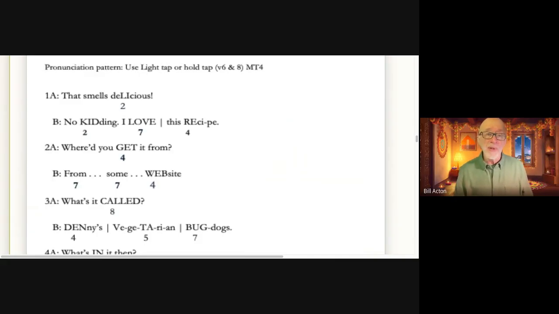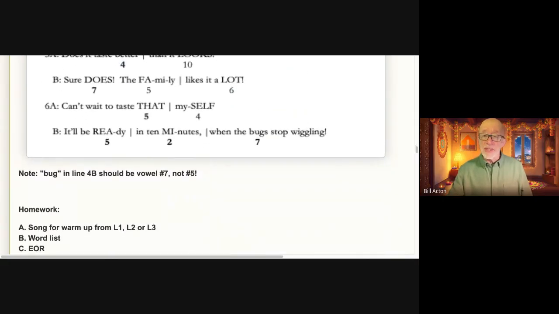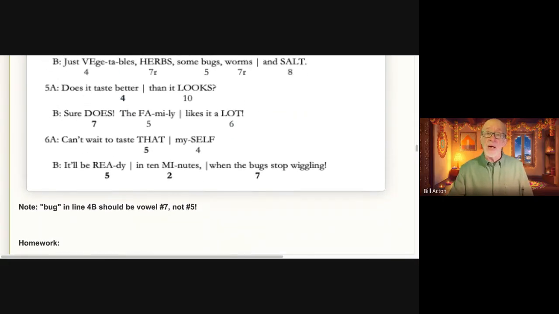Recipe we'll do next week. 2A, where do you get it from? Vowel 7, and so on. Go through that. See if you can do the MT4s even for the unstressed vowels, the ones throughout it. So let's give you some ideas on how to practice that. Do it every day. Go through it 3 or 4 times, and go through it slowly the first time, so you really get a very rich, kind of good vibrations on each of the single vowels.